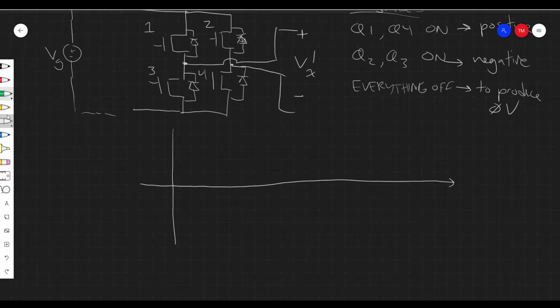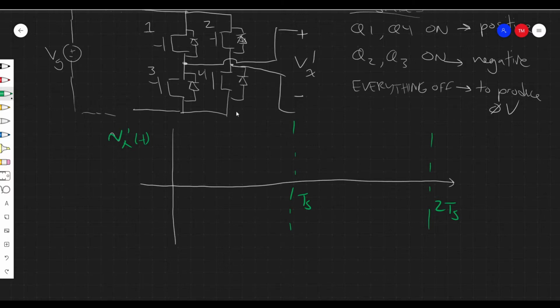So what does that mean? Well, we want to draw Vx prime of t. And we're going to consider 2 switching cycles. This is just for convenience to make the equations look nice. So we have 2 TS. That means somewhere over here we're going to have TS. And then this allows us to define the duty ratio in a way we're familiar with.